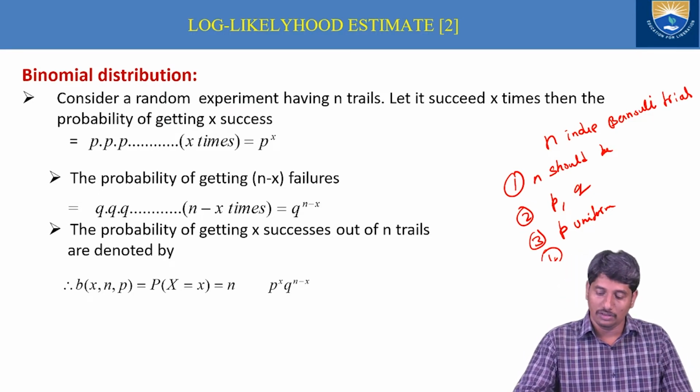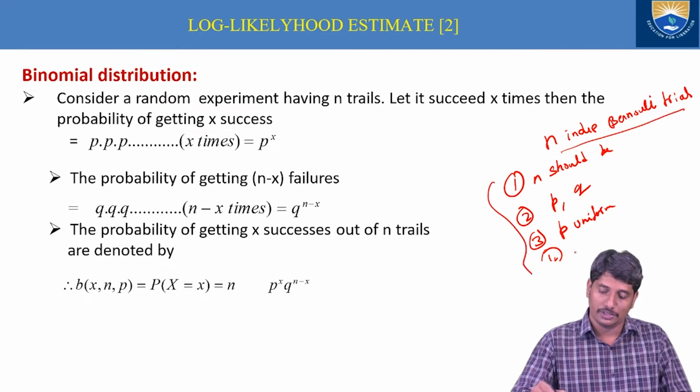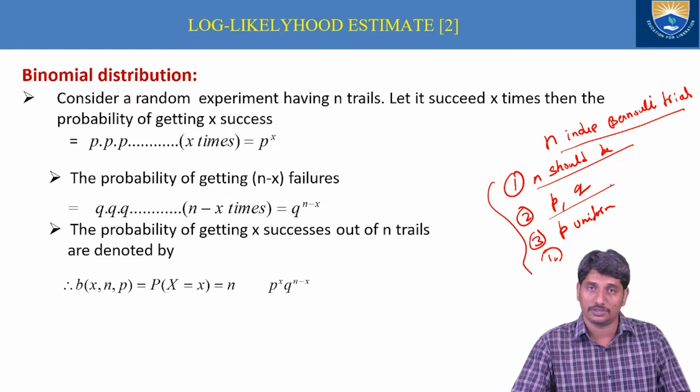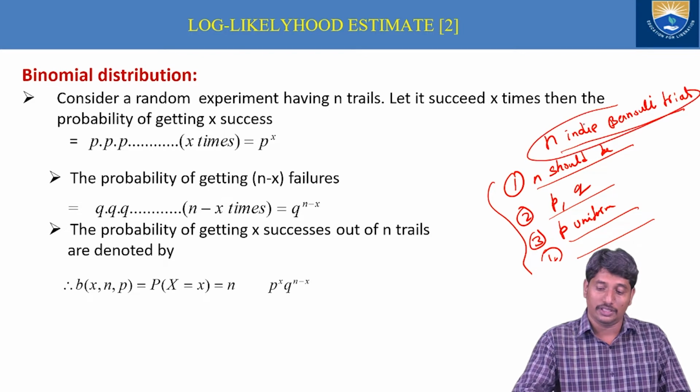So when a set of trials satisfies these four properties, that is, a finite number of trials, each trial has only two possible outcomes, success and failure, the success rate is uniform for each and every trial, and each trial is independent of the other, then that set of trials is called Bernoulli trials.